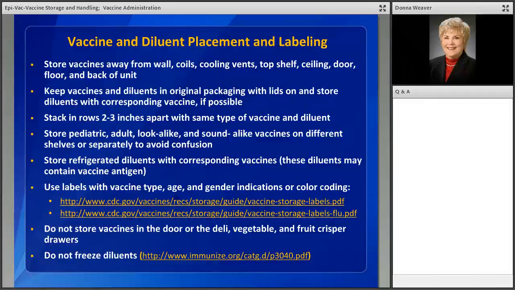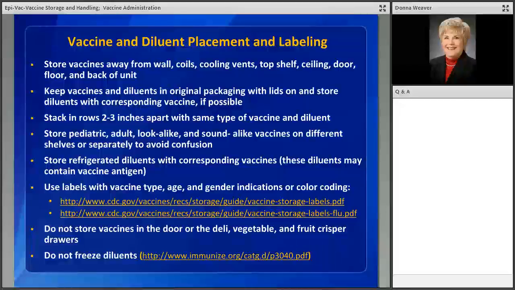Now, when preparing to store a particular vaccine, always check the manufacturer's package insert for storage and handling information specific to that product. Avoid storing vaccines near walls, coils, cooling vents, the top shelf, the ceiling, the floor, or back of the unit, because these areas are more likely to have variations in temperature. Keeping vaccines and diluents in the original packaging until ready to use will help maintain the temperature. Avoid unnecessary exposure to light, and it can help prevent administration errors.